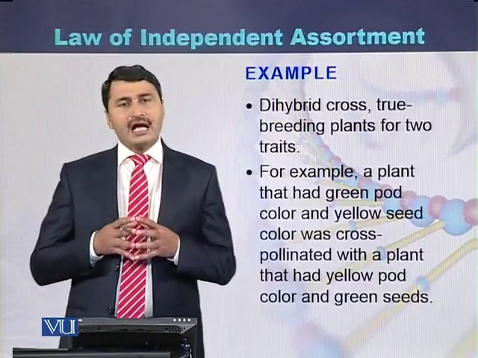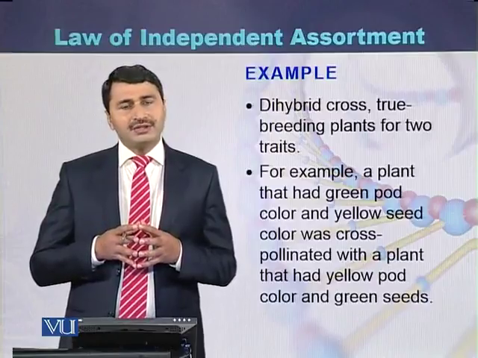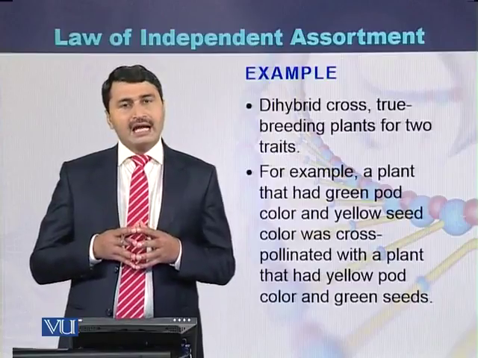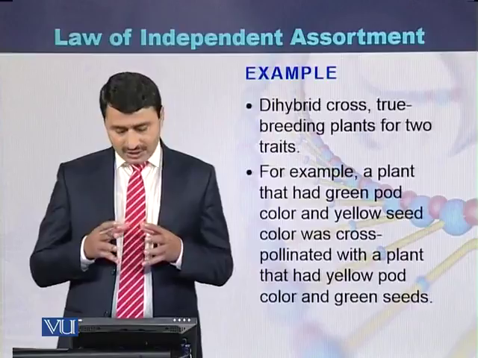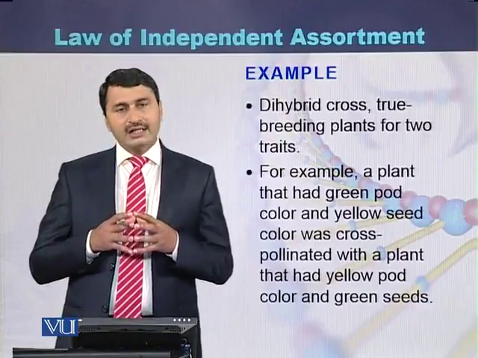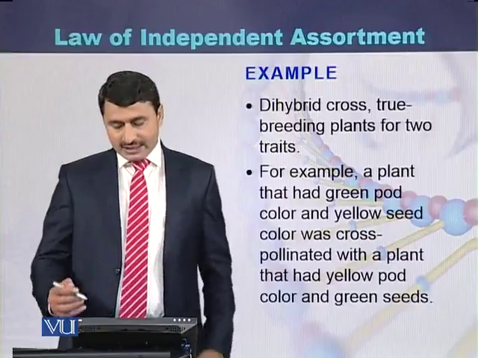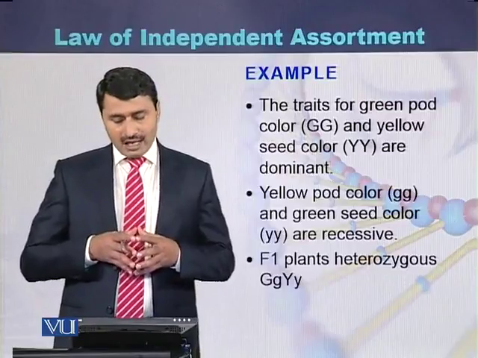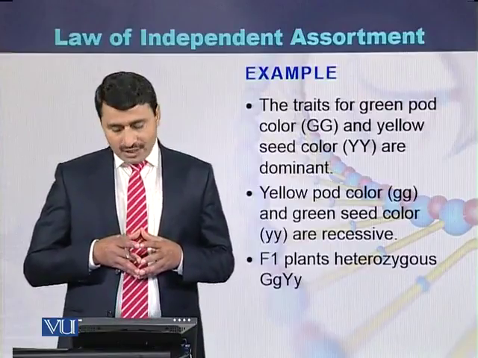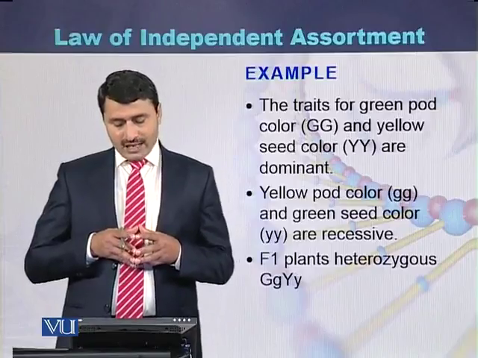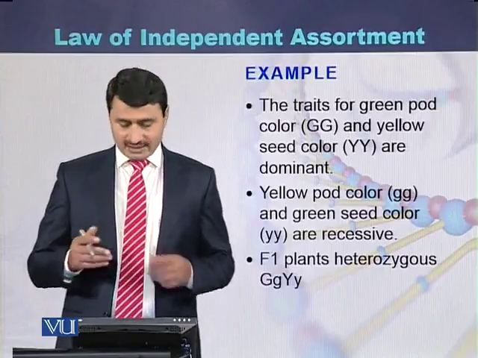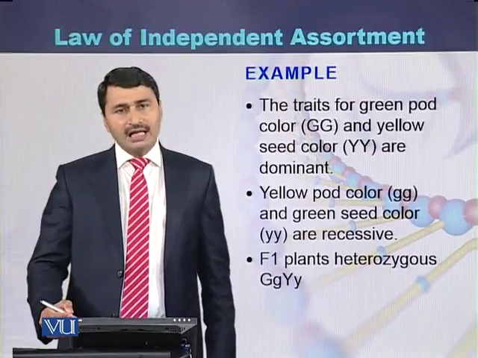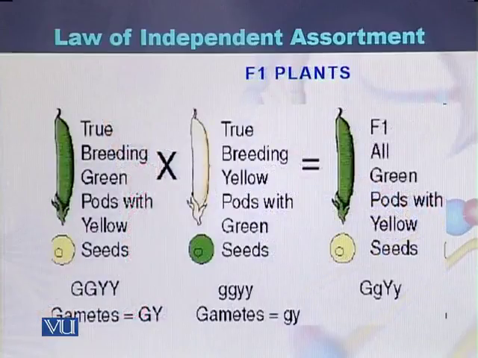In the dihybrid cross that was performed between two true breeding plants, for example, a plant that had green pod and yellow seeds was pollinated with a plant that had yellow pod and green seeds. In this case, the traits for green pod and yellow seed were dominant, and yellow pod color and green seed were recessive characters. So the F1 plants produced as a result of the dihybrid cross were all heterozygous.